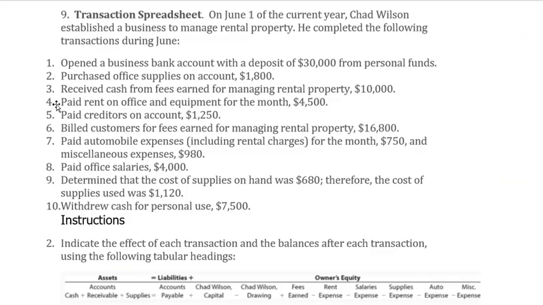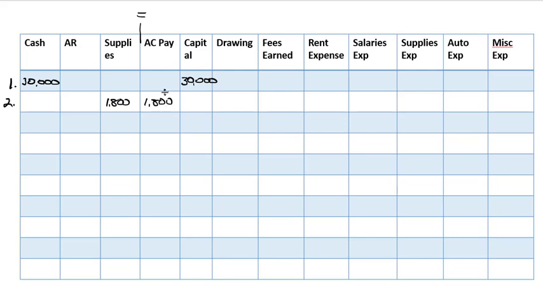Now the third one, we received cash from fees earned for managing rental properties of $10,000. Received cash, that's always a good thing to key in on. So for 3, cash increases by $10,000, and fees earned, that's a revenue account, increases by $10,000. And the equation stays in balance.